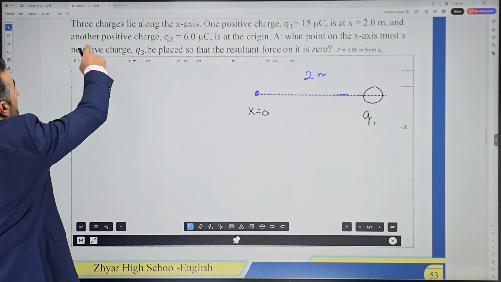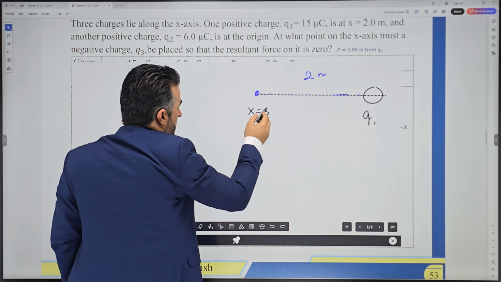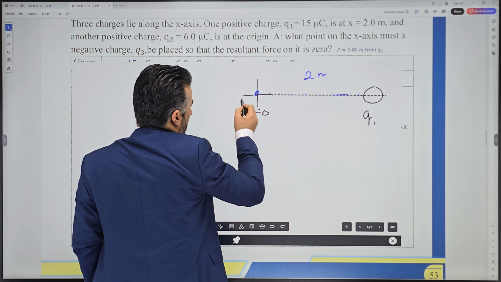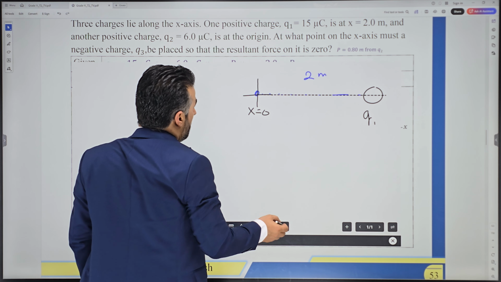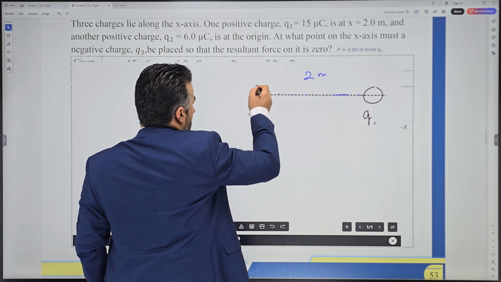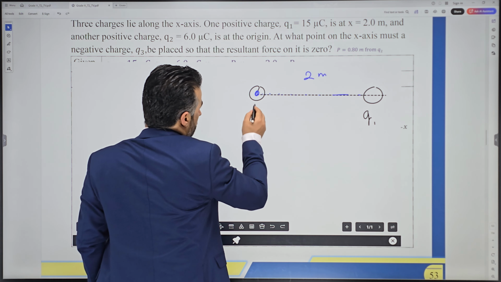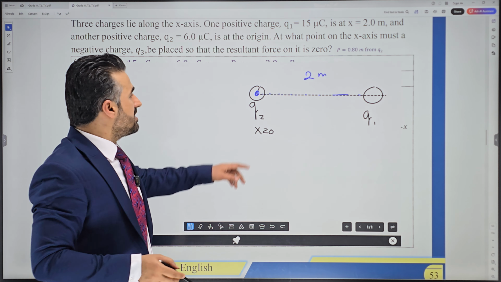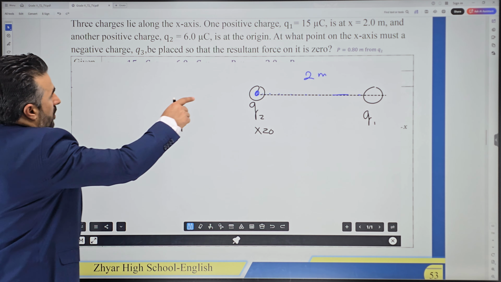The next thing says another positive charge, Q2, which is this much, but it says at the origin. Where's the origin? That means the origin is basically where x and y are 0, 0, and yeah, that is the origin. So this is going to be our second charge here. So we can call this one Q2, but it is at the origin where x is 0. The distance between Q1 and Q2 is 2 meters. Here's the next part, and you can write their values too.